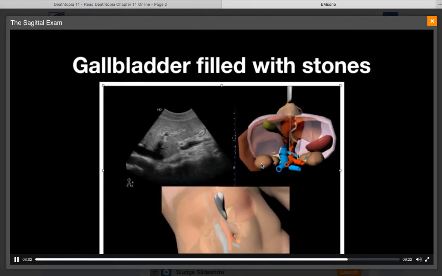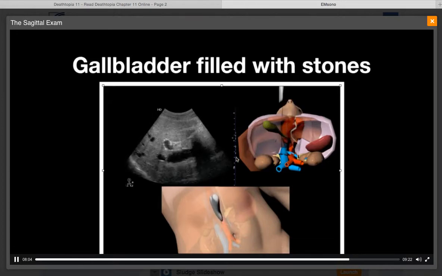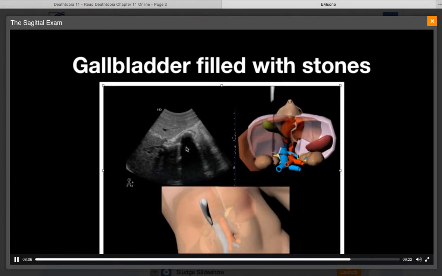Lastly, let's take a look at a gallbladder filled with stones. As we start sweeping through the gallbladder here, you can see that right now we're sagittally going through the gallbladder. So you've got anterior, posterior, head, and foot.